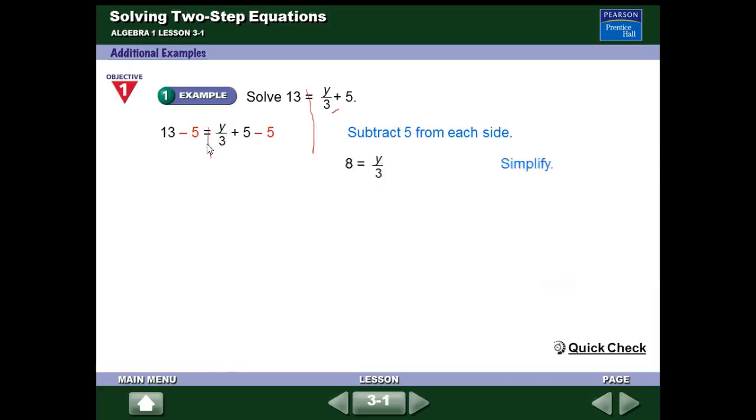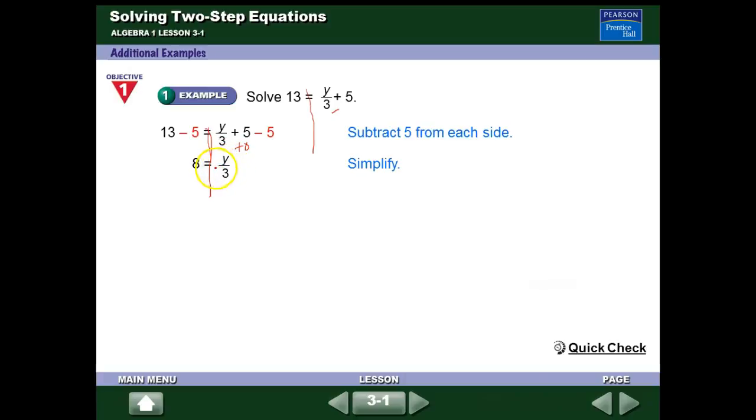Now, next thing we do is we're simplifying. So what's 13 minus 5? Well, that's 8. And then over here, 5 minus 5 is really 0, but we don't write the plus 0. So we have 8 equals y over 3. Now I need to continue to get this y by itself. That's my ultimate goal. So how do I get y by itself?